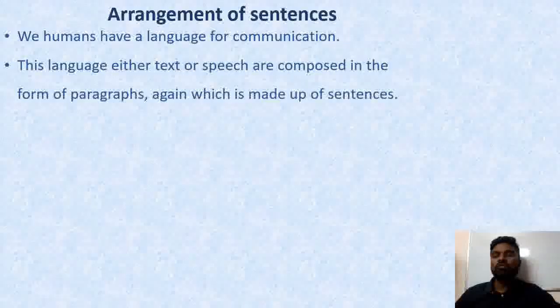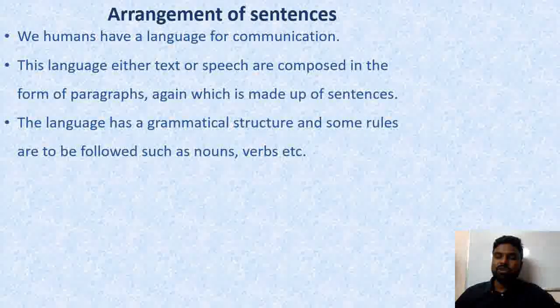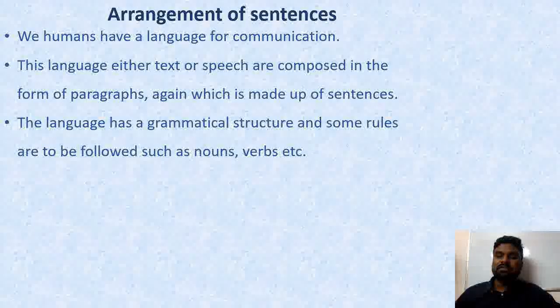और अगर उसको फिर से तोड़ें, and if we divide it, and if you go, you will find there are few sentences. The language has a grammatical structure and some rules are to be followed such as nouns, verbs, etc. So हमारा जो लैंग्वेज होता है उसका एक ग्रामेटिकल स्ट्रक्चर होता है विदाउट विच द मीनिंग ऑफ अ सेंटेंस कुड नॉट बी फाउंड. अगर मैं बिना ग्रामेटिकल स्ट्रक्चर के किसी सेंटेंस को कहता हूं तो उसका कुछ मतलब नहीं बनेगा.